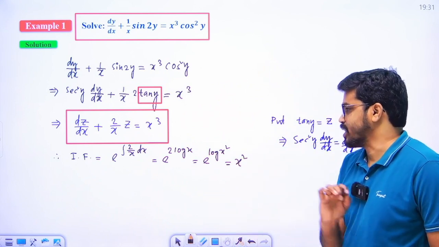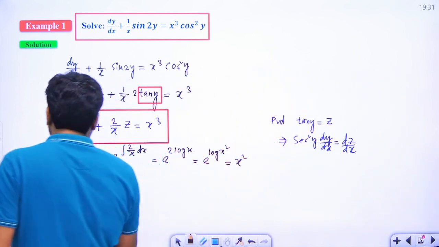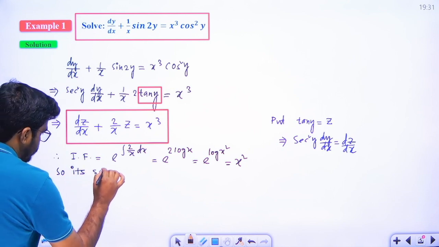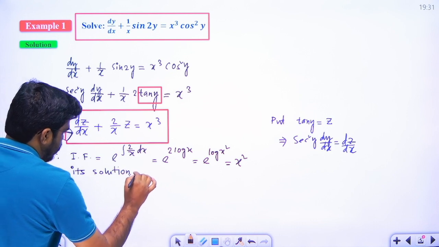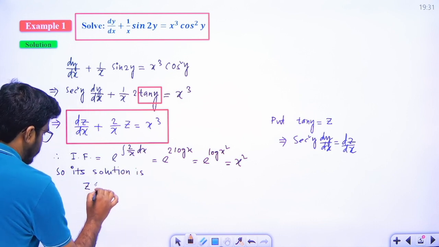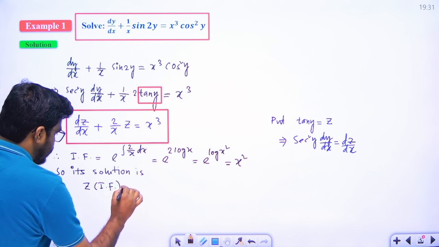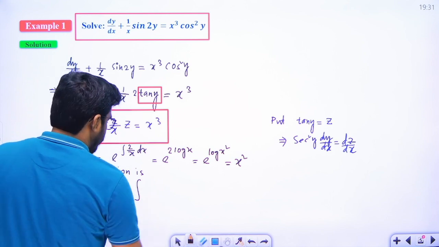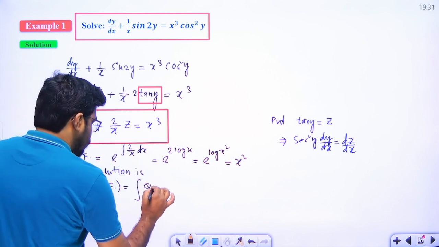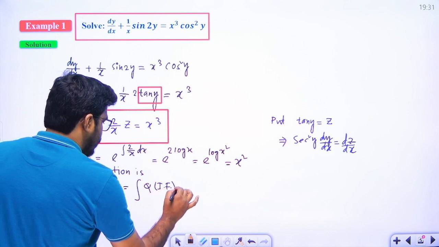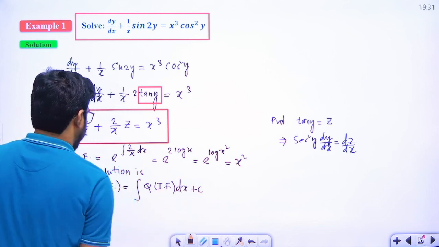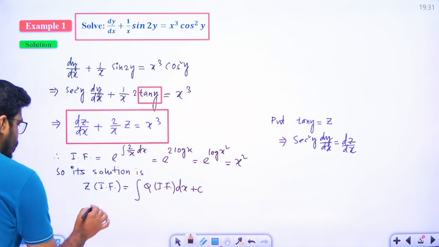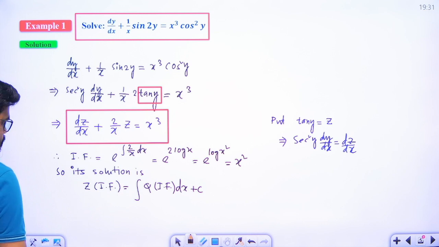Integrating factor is x square. So its solution is z into integrating factor is equal to integration q. What is q? Q is the right hand side, q into integrating factor into dx plus c, right? So its solution is this.